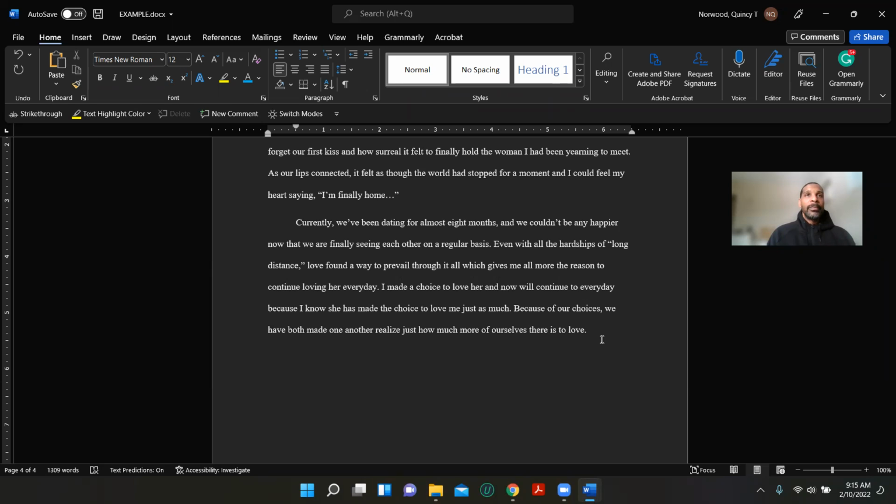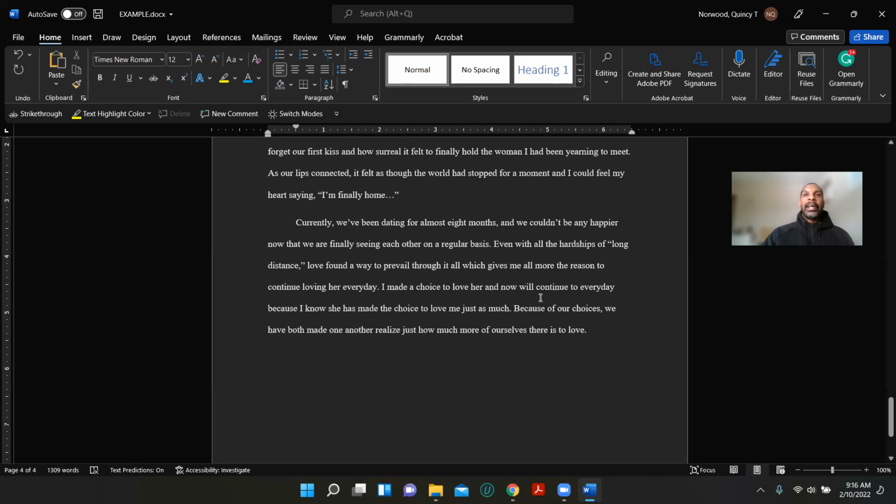Currently, we've been dating for almost 8 months, and we couldn't be any happier now that we are finally seeing each other on a regular basis. Even with all the hardships of long distance, love found a way to prevail through it all, which gives me all the more reason to continue loving her every day. I made a choice to love her, and now will continue to every day, because I know she has made the choice to love me as much.